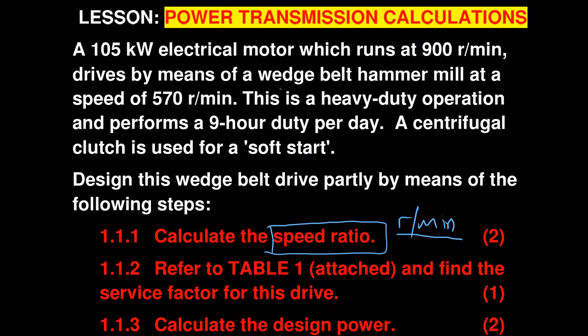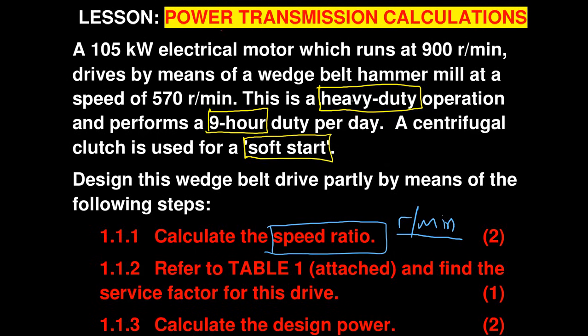Three things that I was looking for. The first is the duty. It says this is a heavy duty. You can see now, first thing, I know it is a heavy duty. The second thing, I need to know the start. It says a centrifugal clutch is used as a soft start. So you can see it's heavy duty and it's soft start, and the hours is 9-hour duty per day. So this information can help me to find the service vector.